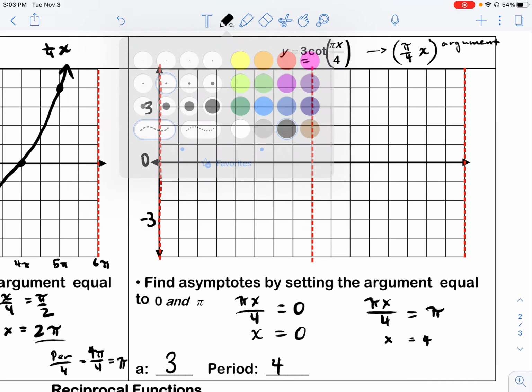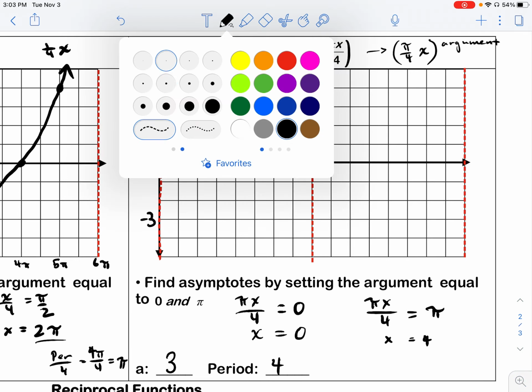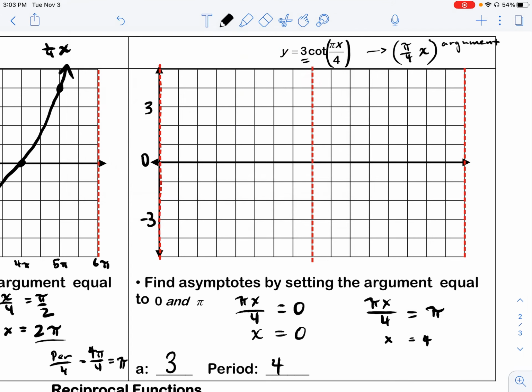All right, so my first asymptote's at 0, second asymptote's at 4, and then the one to graph another period would be 8. So just fill in the values in between. So this would be 1, 2, 3, 5, 6, 7, and 8.